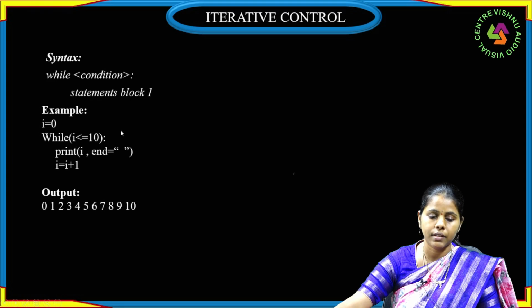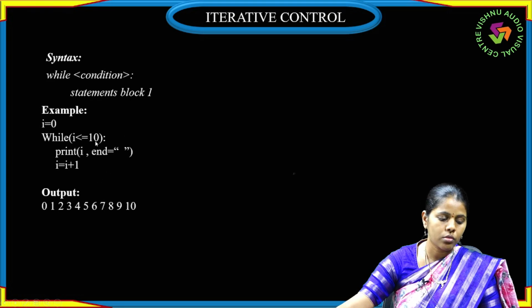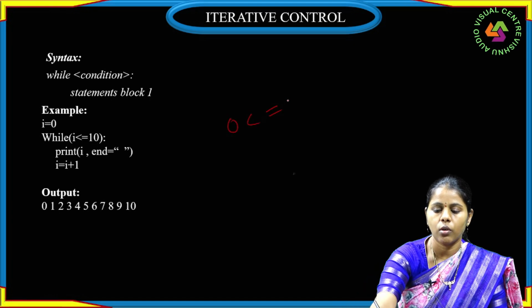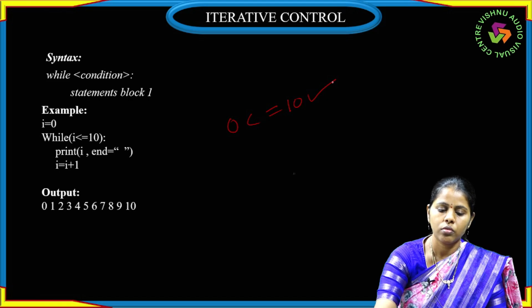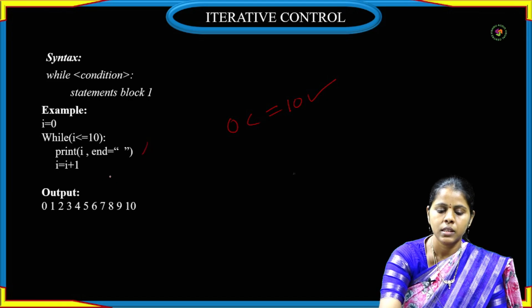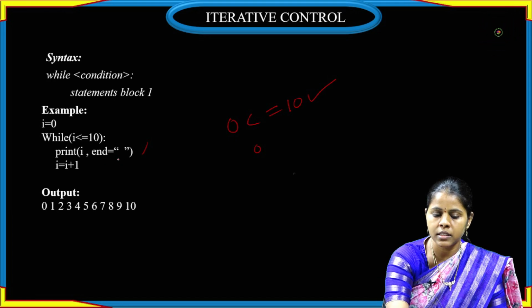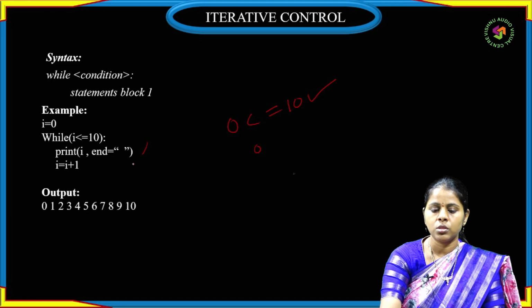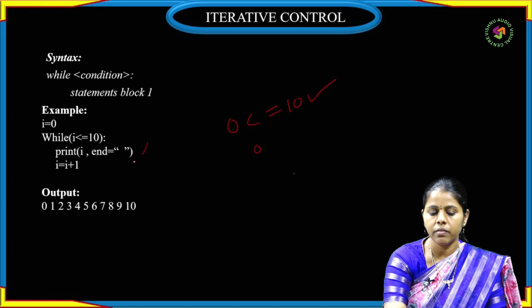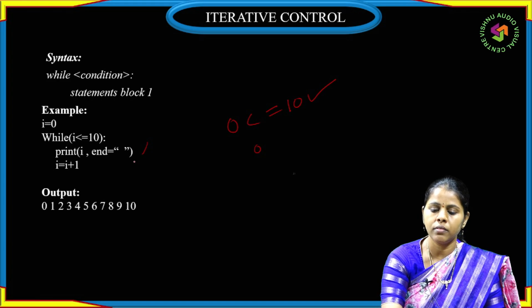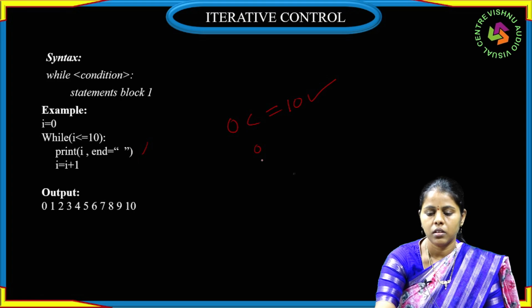So first we'll check for 0. Let's do the program tracing. 0 is less than or equal to 10. So the condition is true, and it will go into the loop. That is, it will print 0. Next, in the print statement I am giving end. That means it will give only one space. It won't go to a new line. It will give some space between the numbers.